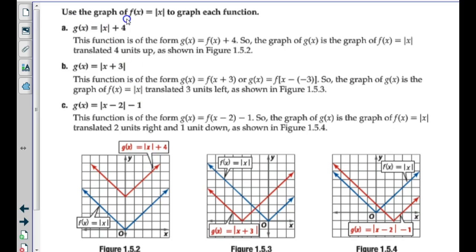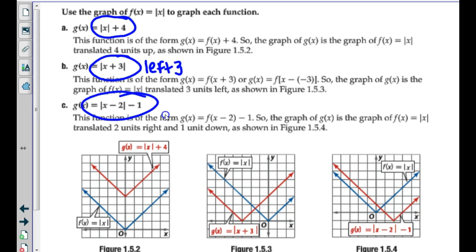So describe these to me without looking down below. What does this do? Shifts my v which way? Up 4. This one would be, it's inside, so it would be left 3. Okay? And this one, from the original function, what two things have happened? Right 2 and down 1. Okay? So the blue one is the original one. The first one went up 4. The second one went left 3. The third one, the blue one was original, the red went right 2 and down 1.